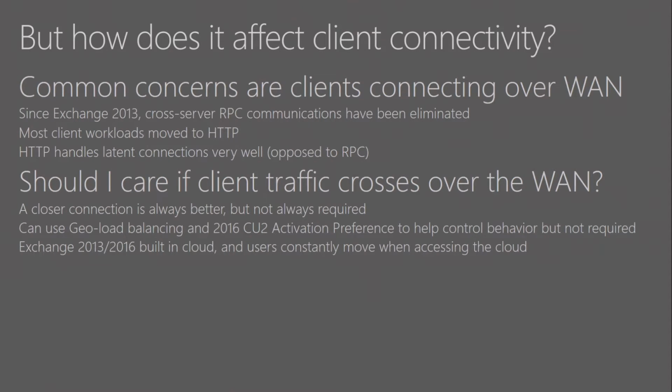So while you can try to have preferred locality using geo load balancing and other solutions such as that, it's not a hard requirement, right? The product, the 2013 and 2016, was built for cloud, and this is one of, in my opinion, the biggest features that was introduced in the cloud that we saw on-prem. Better client connectivity and the almost complete removal of cross-server RPC communications.